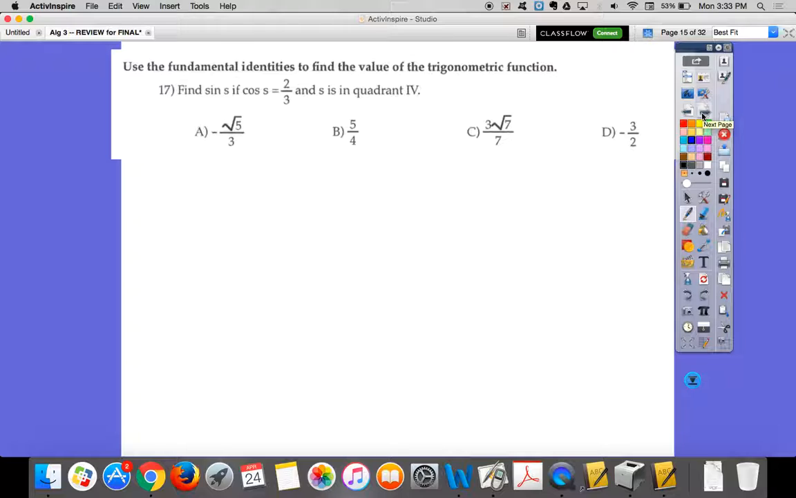Okay, so it says find sine of s if cosine of s is 2/3, and we know that s is in quadrant 4. We have to take all of your clues and investigate. First of all, quadrant 4: 1, 2, 3, 4. So draw a triangle in quadrant 4. Okay? We need to label the sides that we know. Cosine is always adjacent over hypotenuse. So the adjacent side is 2, the hypotenuse is 3.